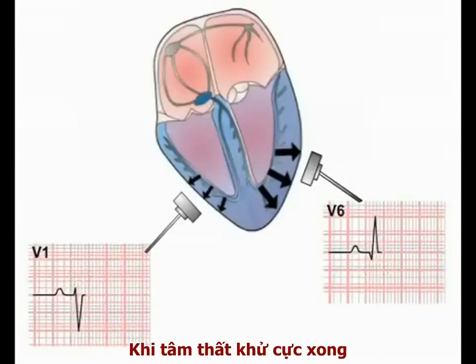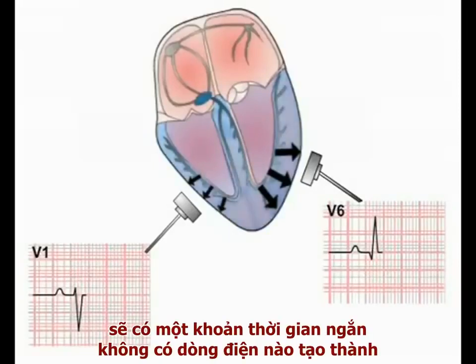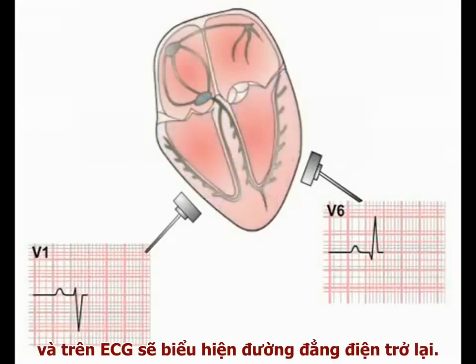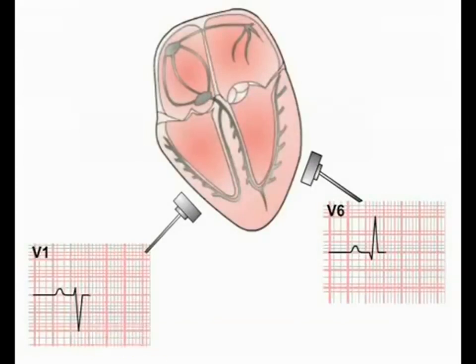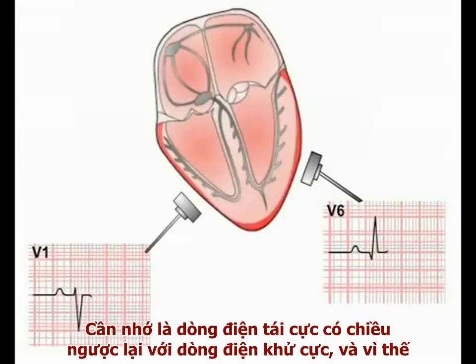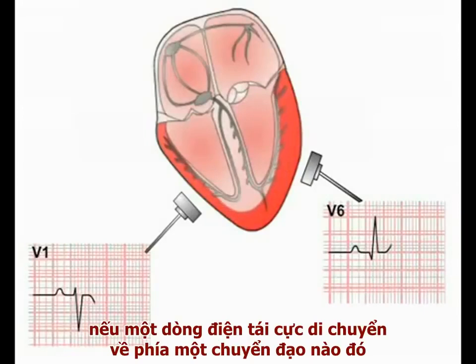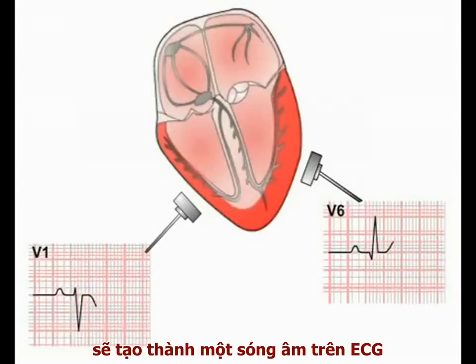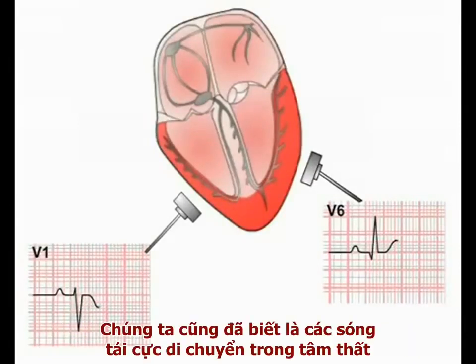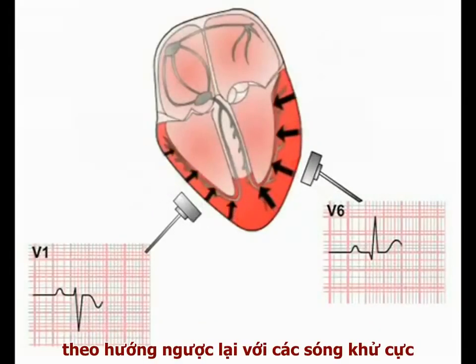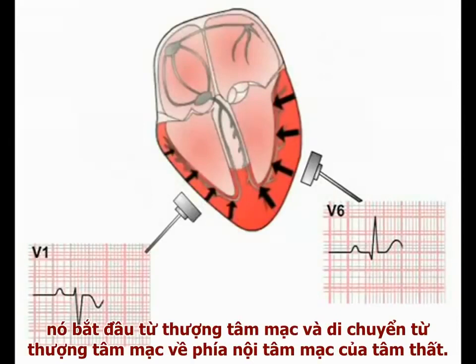When ventricular depolarization is complete, there is a brief period when no current is flowing and the recording returns to the isoelectric line. This period ends with the onset of ventricular repolarization. Remember, repolarizing current has the opposite polarity to the depolarization wave, and therefore when it is moving towards a lead, it produces a negative deflection on the ECG paper and a positive deflection when moving away from a lead. We've already seen that repolarization spreads through the ventricles in the opposite direction to the depolarization wave, beginning in the epicardium and spreading from the epicardial to the endocardial surface of the ventricles.